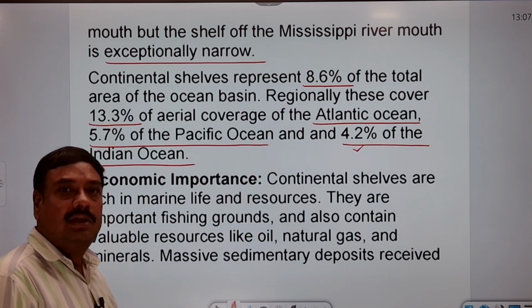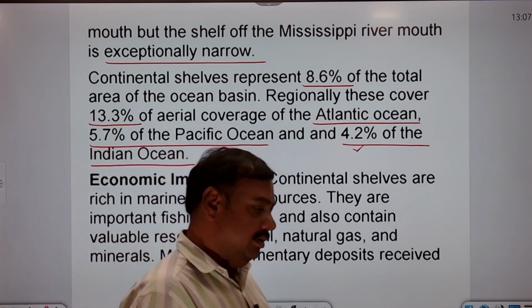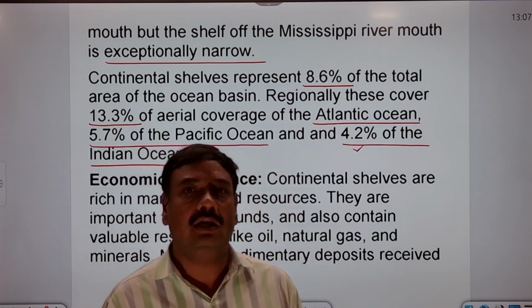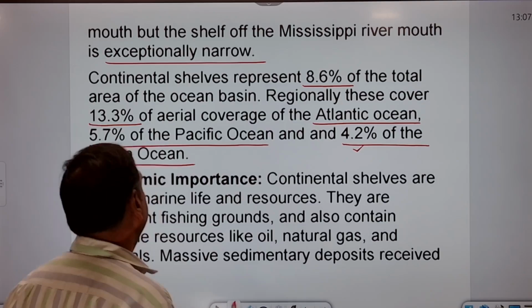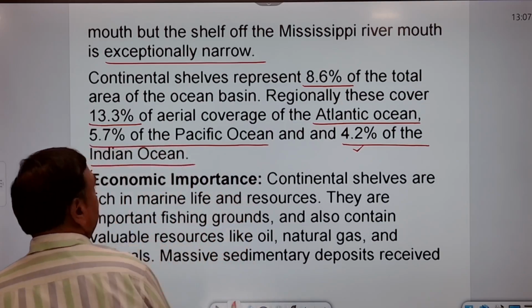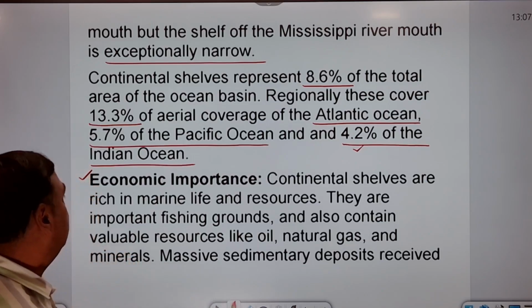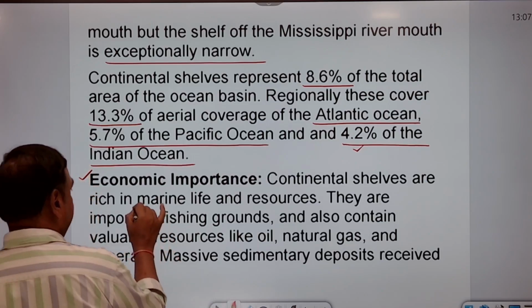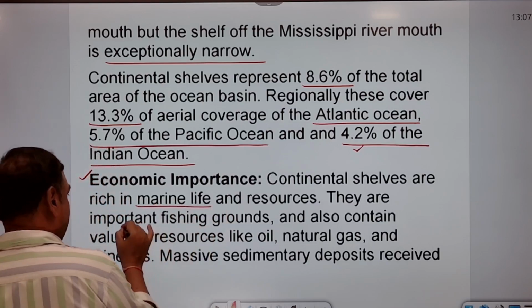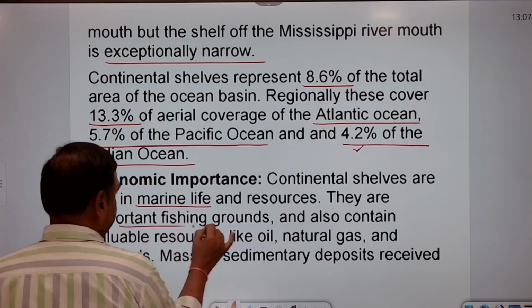Since I was talking about the marine resources which can be extracted from the continental shelf, you can see that there is certain economic importance of this continental shelf region. Continental shelves are rich in marine life and resources. They are important fishing grounds.